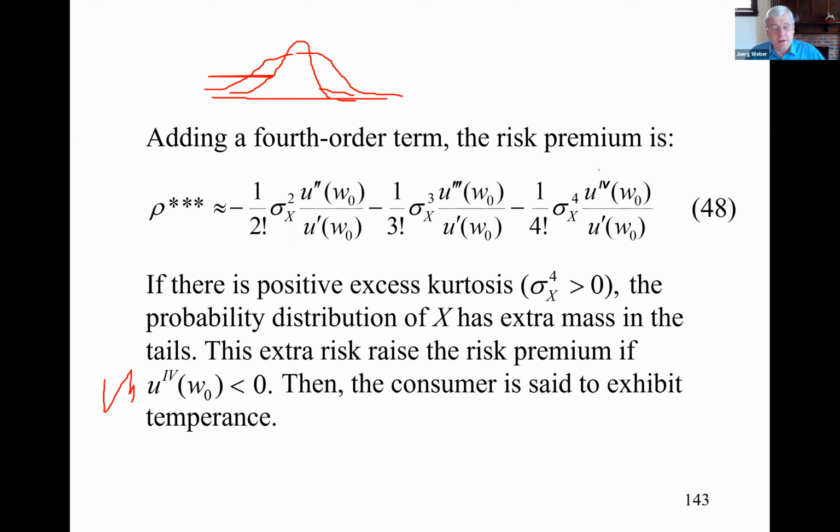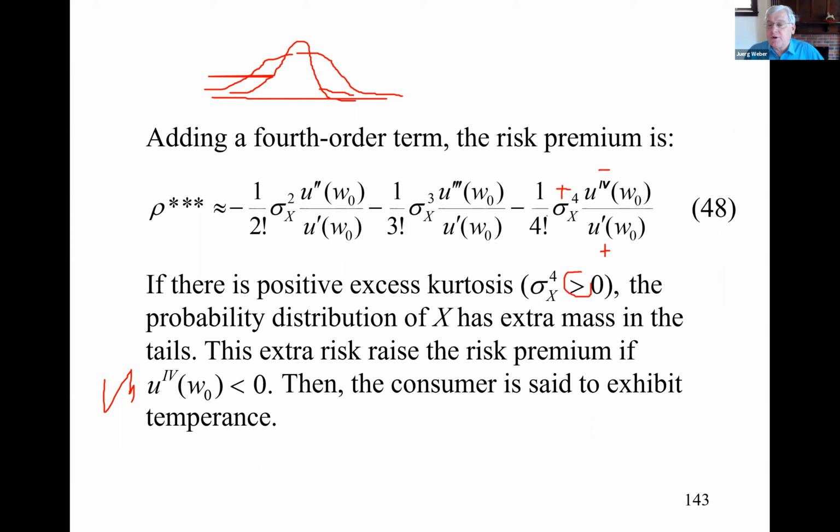So I have here negative. The first derivative anyway is always positive. We have an upward sloping utility function. Now let's have the kurtosis. You have this extra kurtosis. We have the fatter tails. So that's positive, the fourth moment.